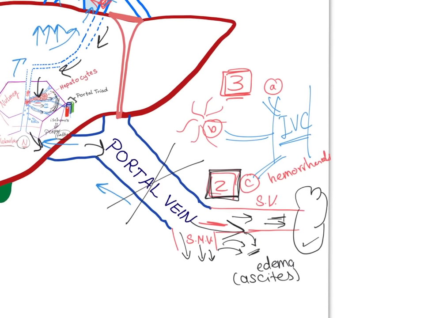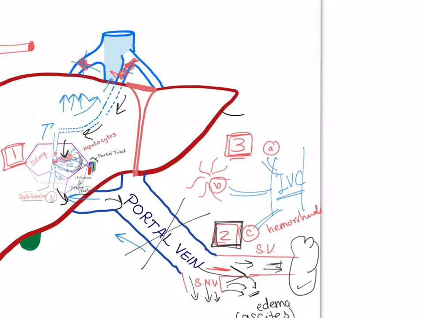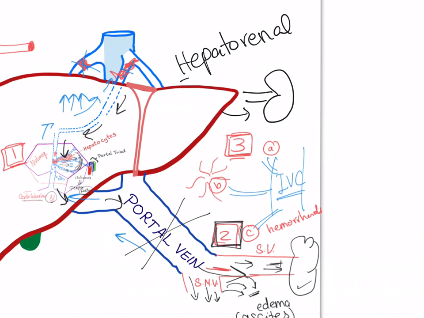What about number three? Number three is hepatorenal syndrome. When the liver is damaged, the kidney cries. Why? Due to hepatorenal syndrome, a completely different topic, and there is a video. The link will be in the description, or you can click here.